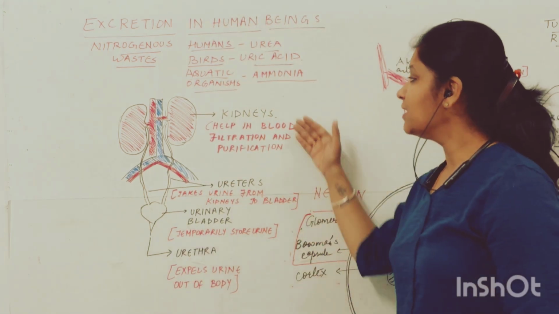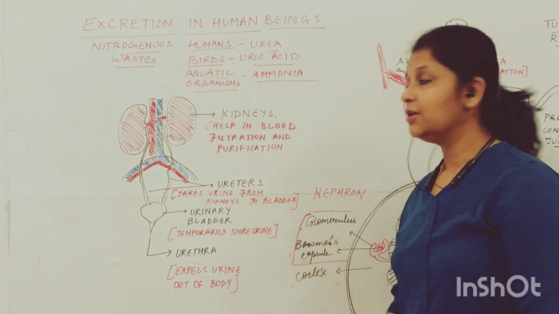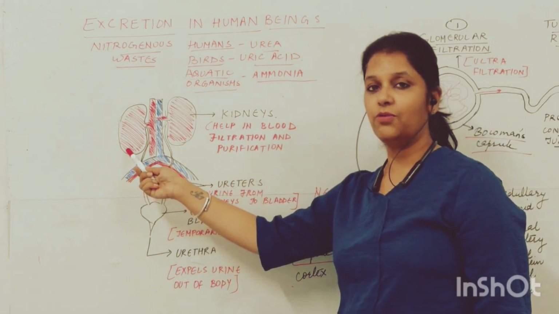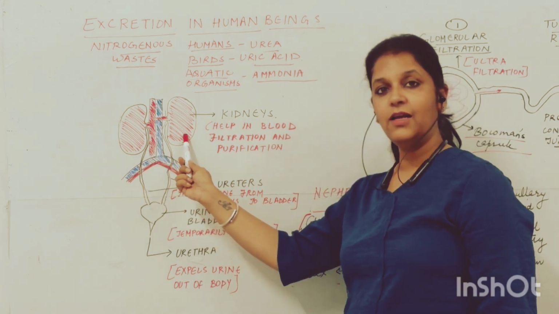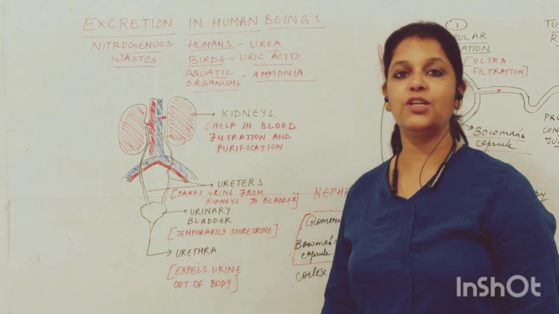Now, the excretory system is an organ system, and let's have a look at what organs it is made up of: kidneys, ureters, urinary bladder, and urethra. See the position of the kidneys: they are present on either side of the backbone and are reddish brown in color, and one kidney is slightly higher than the other due to the positioning of the liver.